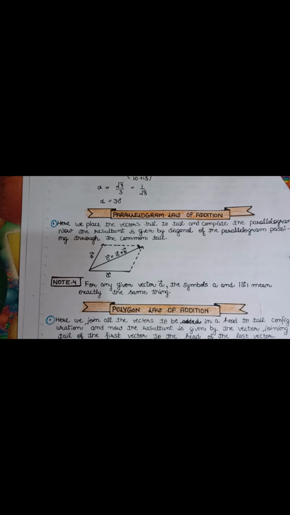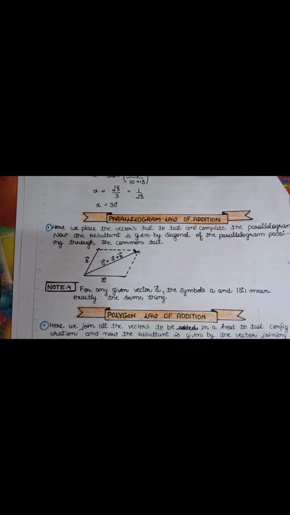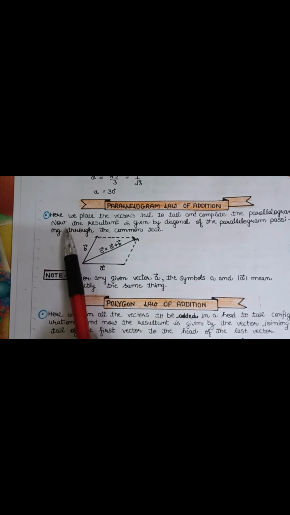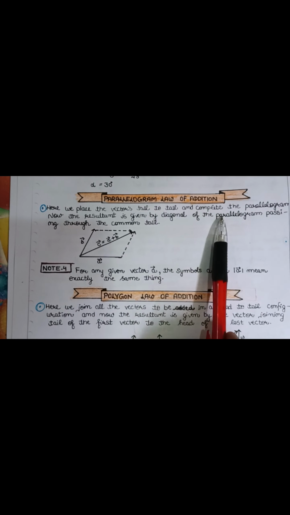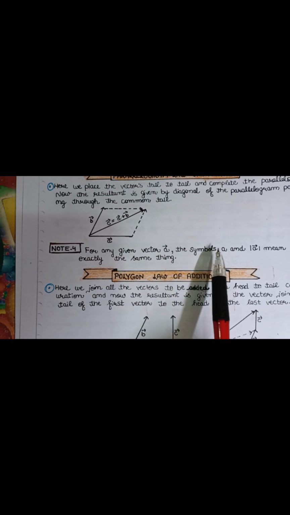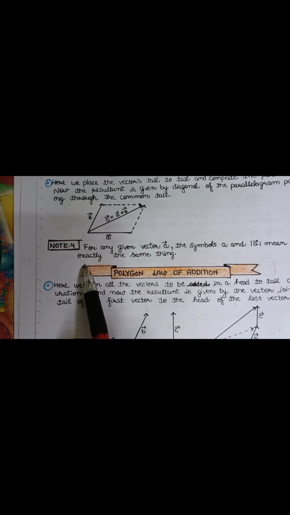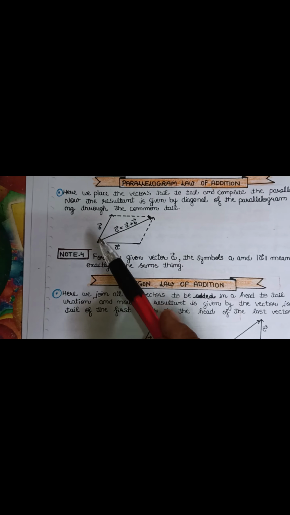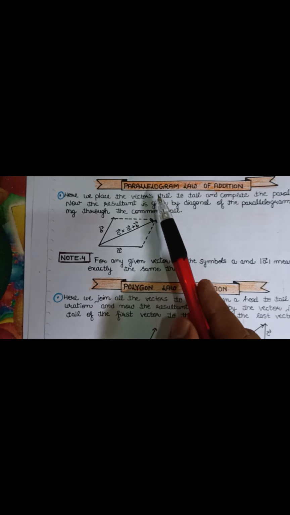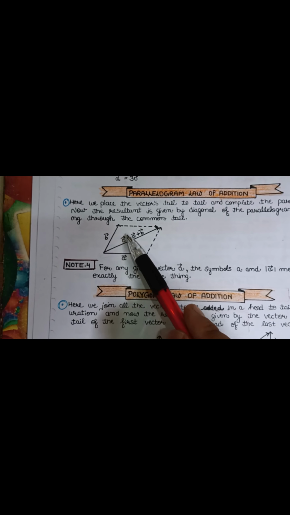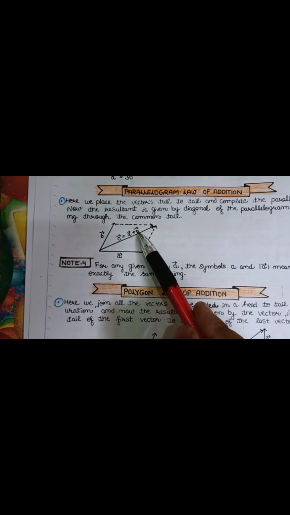Now let's move on to the parallelogram law of addition. Here we place the vectors tail to tail and complete the parallelogram. Now the resultant is given by the diagonal of the parallelogram passing through the common tail. Note, for any given vector A, the symbols A vector and magnitude of A vector mean exactly the same thing. From this diagram we can see this is A vector, this is B vector, and this is the resultant in context with the parallelogram law of vector addition. Here the C vector or the resultant vector equals A vector plus B vector.